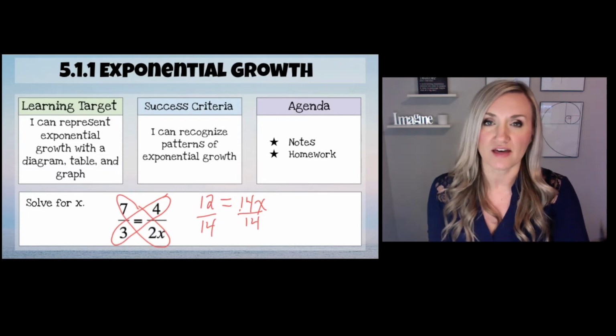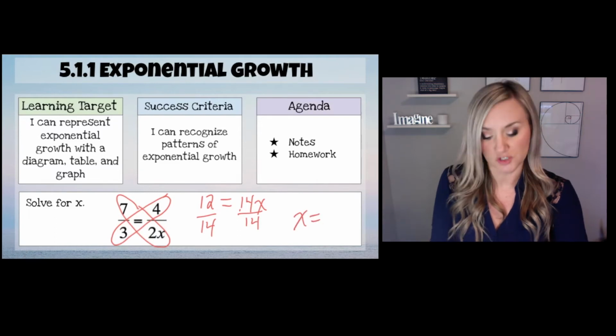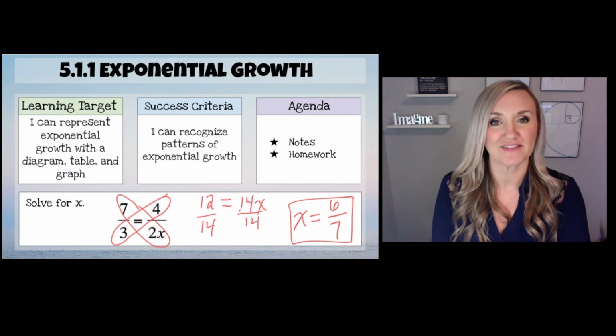And we can simplify that, right? We can take a half of the 12, which is 6, and we can take a half of the 14, which is 7, and we can say that the final answer is 6 over 7.